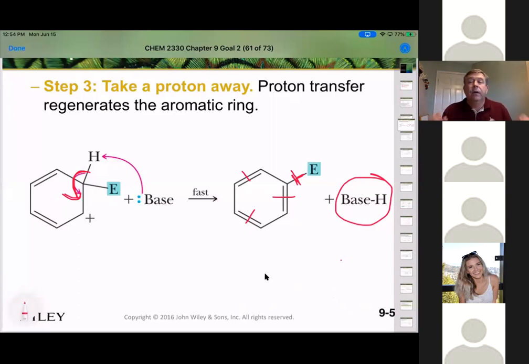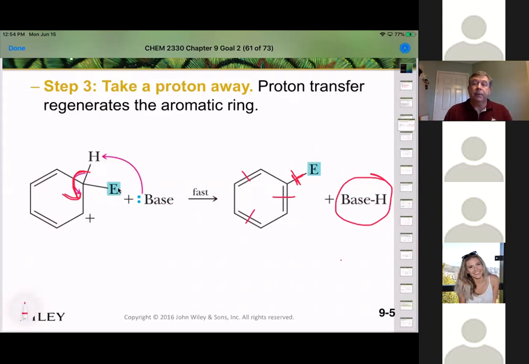Okay, so what we're going to look at here is these exact same 3 steps, but the reagents change, okay? The 3 steps in the mechanism are always the same. We just have to make sure we create that electrophile at the beginning of the reaction. We're going to see that in our reagents.